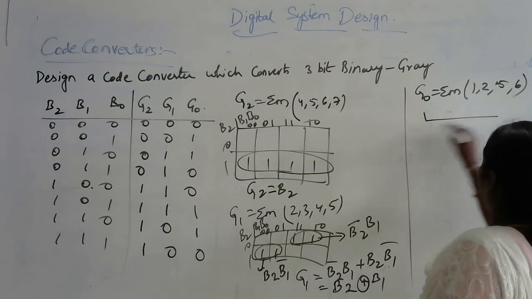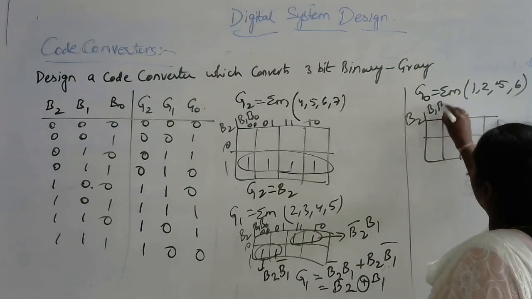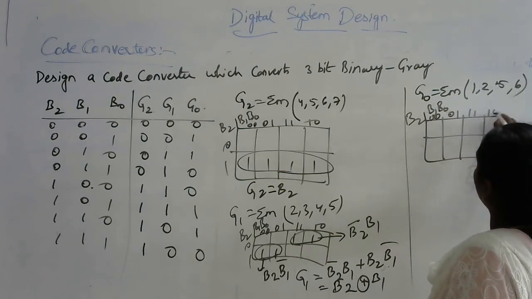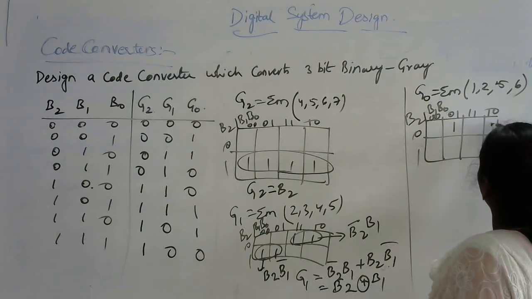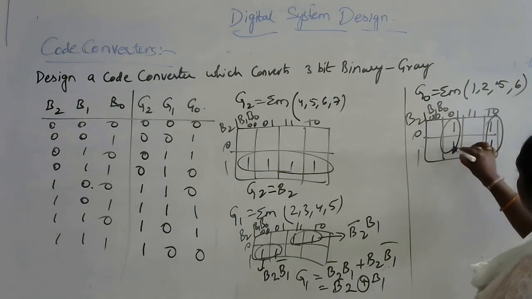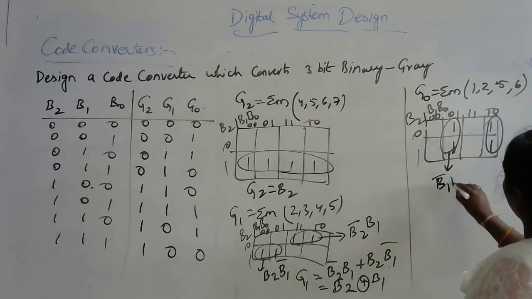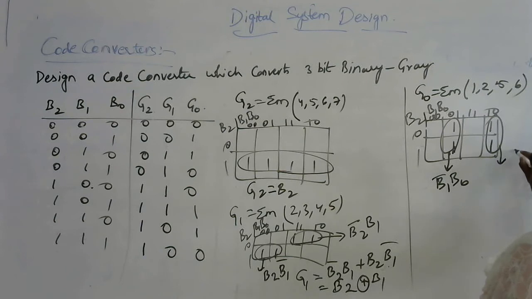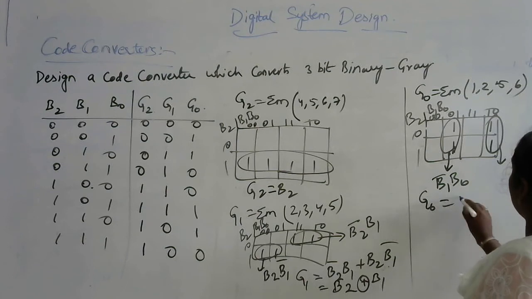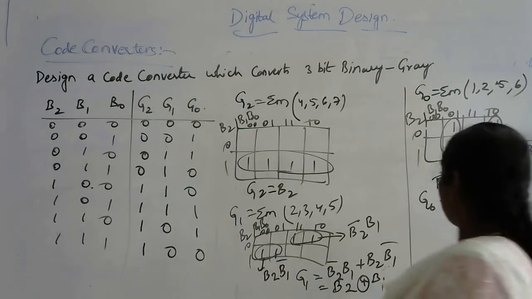So here, this is B2, B1, B0: 0, 0, 0, 1, 1, 1, 1, 0, 0, 1. This is 1, 2, 5, 6. So here, this is one adjacent, this is one adjacent. These will be cancelled out, left over with B1 bar B0, and this is B1 B0 bar. So I can write down G0 is equivalent to B0 XOR with B1. Now we got all the three expressions.